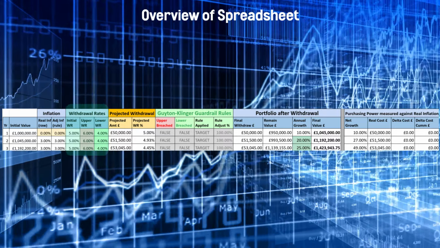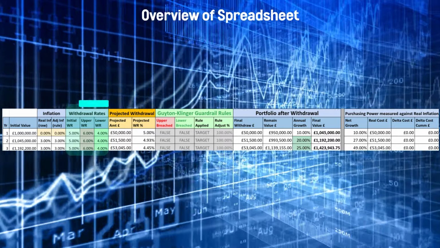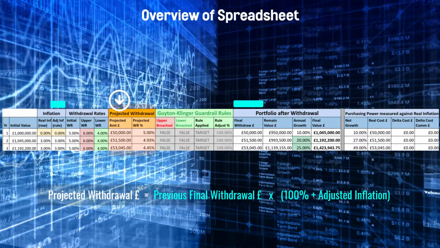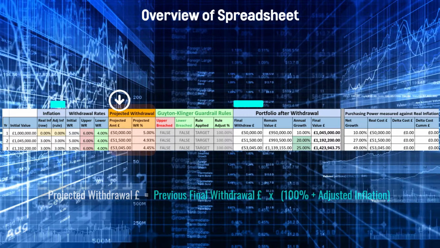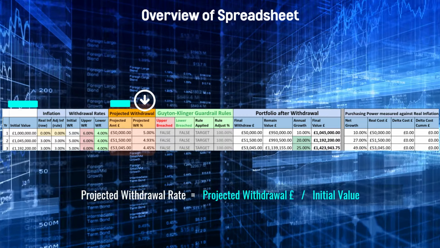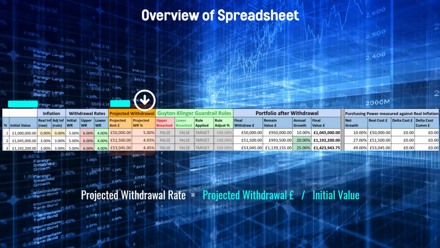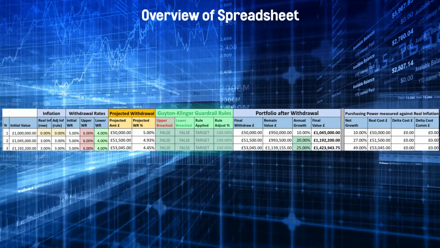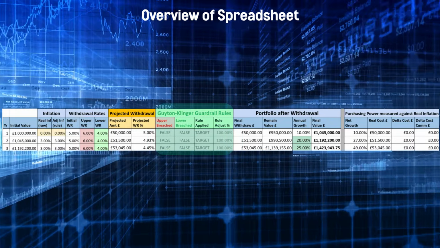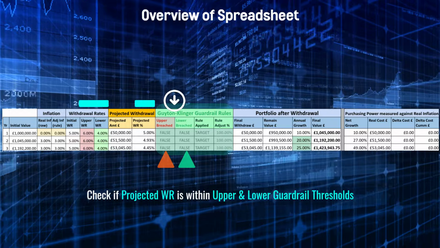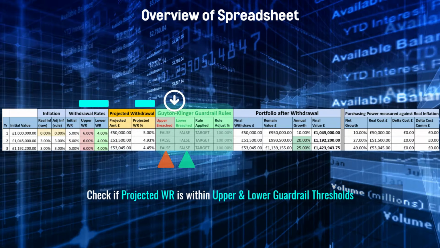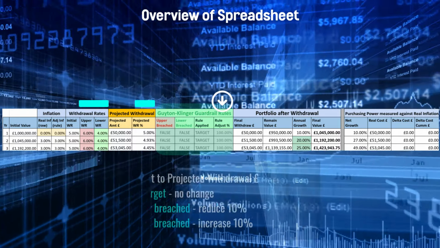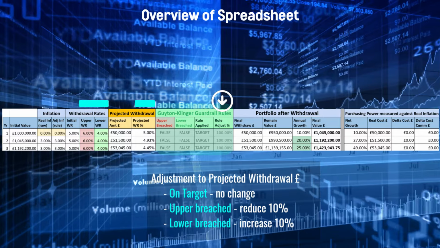The withdrawal rates are here only for reference, and define the guardrail thresholds. This is followed by the projected withdrawal amount and rate. The projected withdrawal rate is a crucial input into the decision rules, to determine if any course correction to the withdrawals is needed for the given year. This brings us to the four parts that constitute the Guyton-Klinger section. The first two tell us if the upper or lower guardrail thresholds were breached. The outcome is summarized in the third column, and the fourth indicates what the withdrawal adjustment is, after taking the rules into consideration.